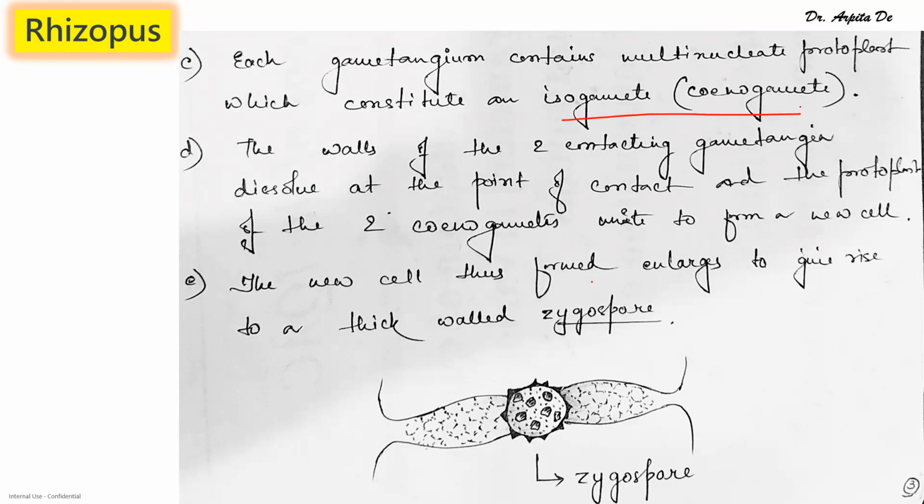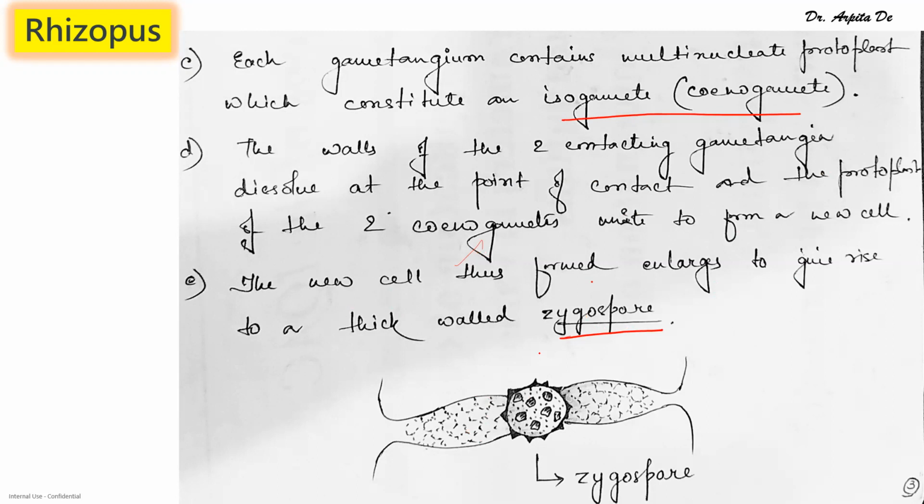Now the contacting wall is getting dissolved, and once the wall gets dissolved, the protoplast content carrying plenty of nuclei, they merge. The protoplast of the two xenogametes unite to form the new cell wall. The new cell wall thus formed enlarges to give rise to thick-walled zygospore. This is the zygospore. Its structure is a bit warty.